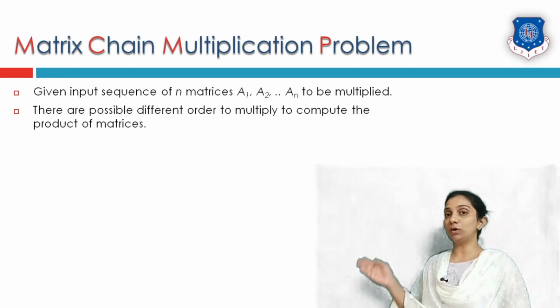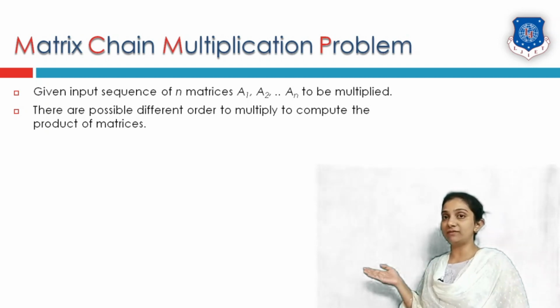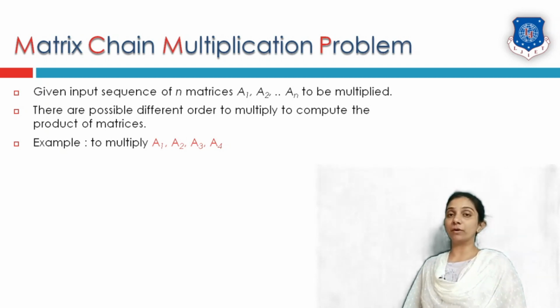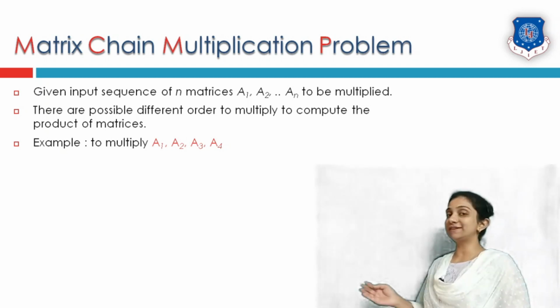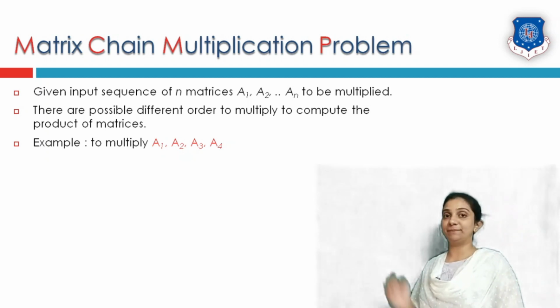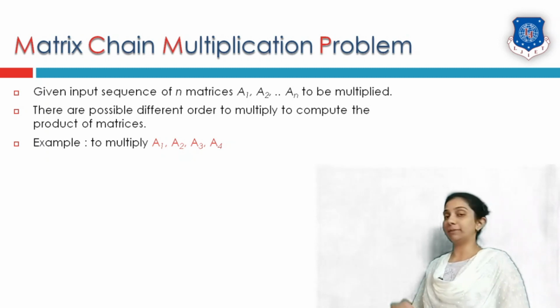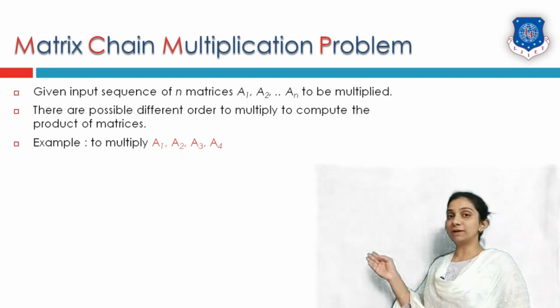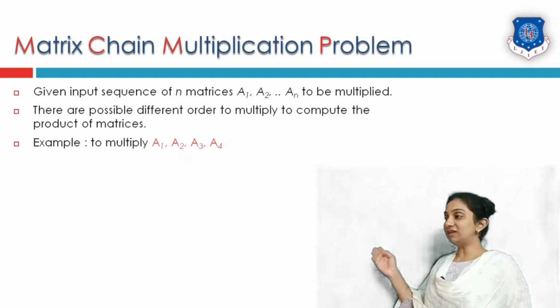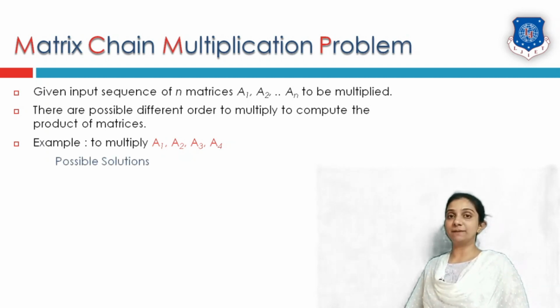That means I want to compute, at the end, a product of A1 with A2, A2 with A3, up to An. But there do exist multiple orders of multiplication. Now what do we mean by that? So let us take an example and understand what we mean by order of multiplication. Say, for example, we want to multiply 4 matrices A1, A2, A3 and A4. Now these 4 matrices can be multiplied in different ways.